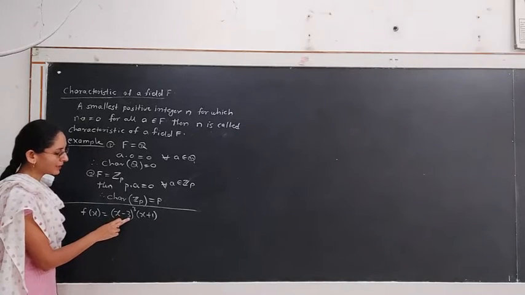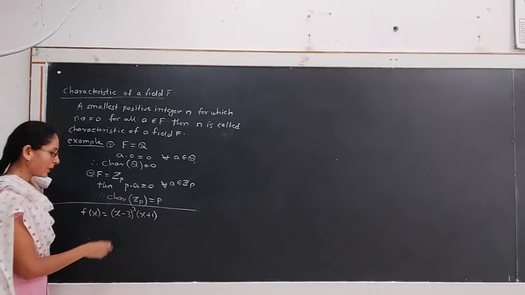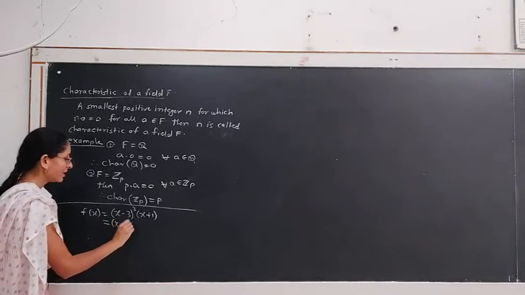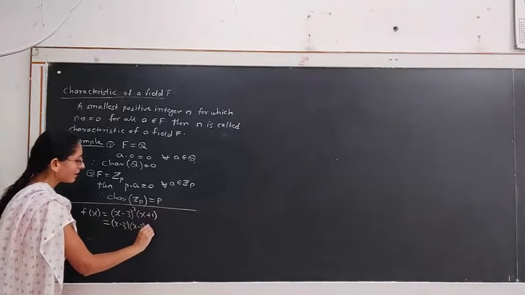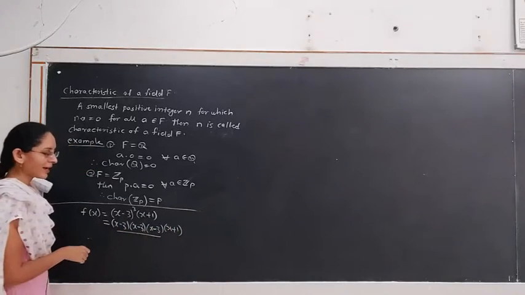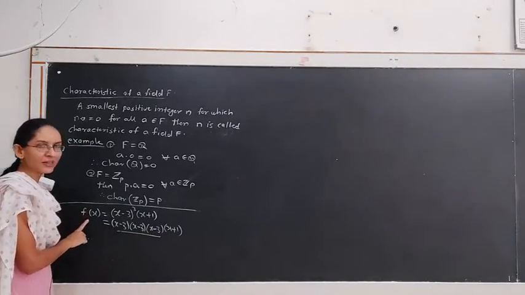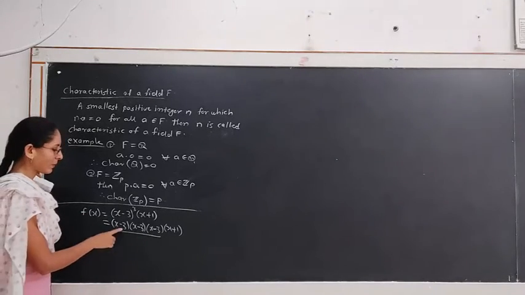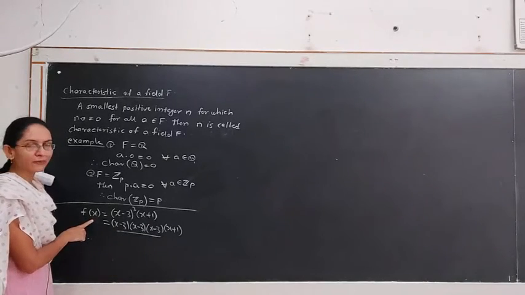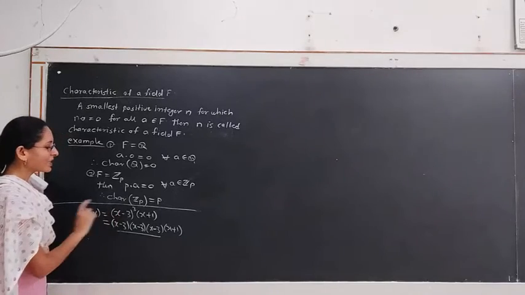x is equal to 3 is the root of the polynomial whose multiplicity is 3, because we write linear factors of f(x) as (x minus 3) into (x minus 3) into (x minus 3) into (x plus 1). This linear factor occurs thrice, hence x is equal to 3 is the root of polynomial f(x) of multiplicity 3, because the linear factor x minus 3 occurs 3 times in the linear factorization of polynomial f(x). Hence f(x) has a multiple root.